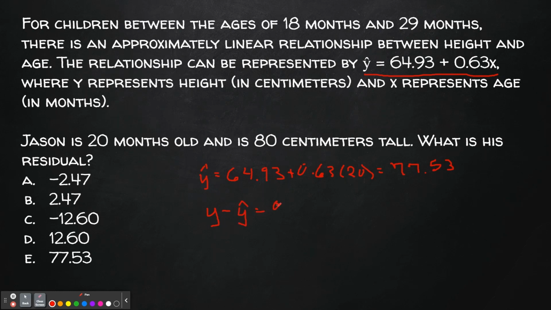To find the actual residual now, we're going to do y minus y hat. So that'll be the actual 80 centimeters tall that Jason is, minus his predicted value of 77.53. And I believe we get 2.47. So our answer here is going to be B. The actual value was 2.47 greater than the predicted height for Jason.